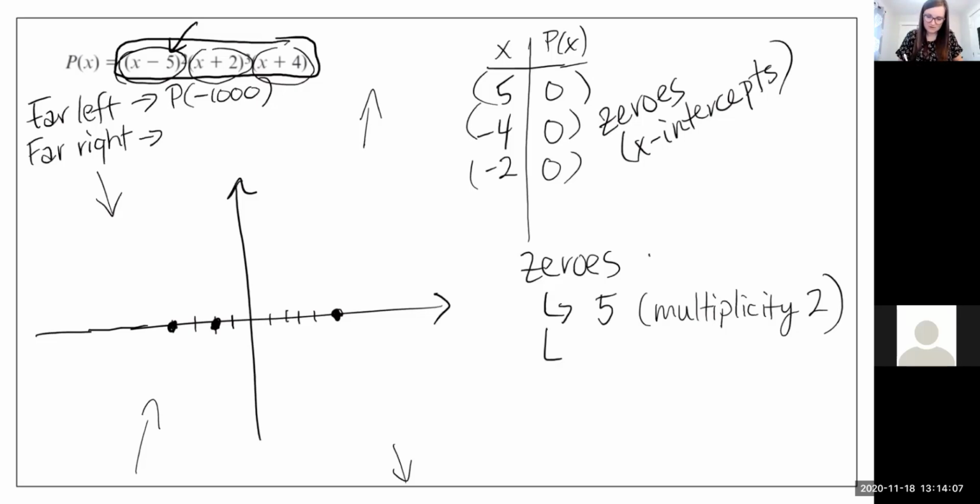Your other zero, -2, was multiplicity 3. So that was that cube there.